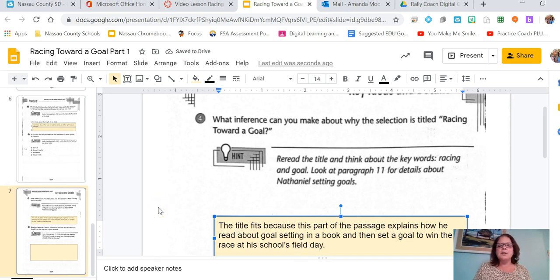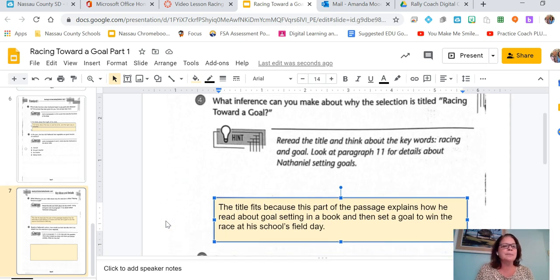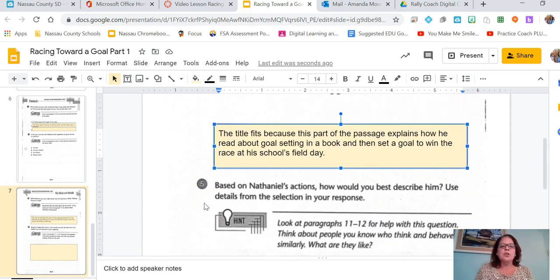Go ahead and pause this so you can finish typing your answer. If you have an inference that's similar to mine and you like your words better, go ahead and use yours. But remember, you have to write in complete sentences. The next question.